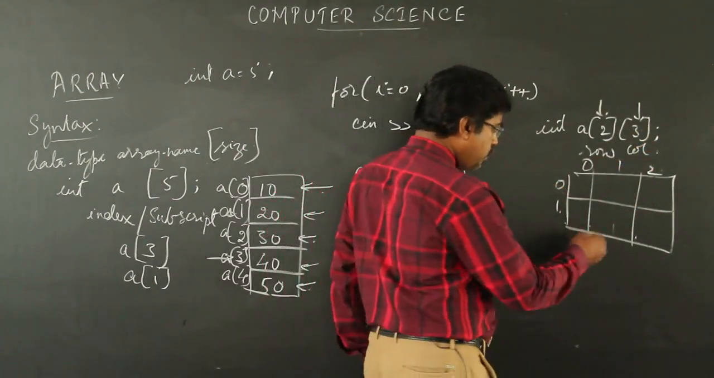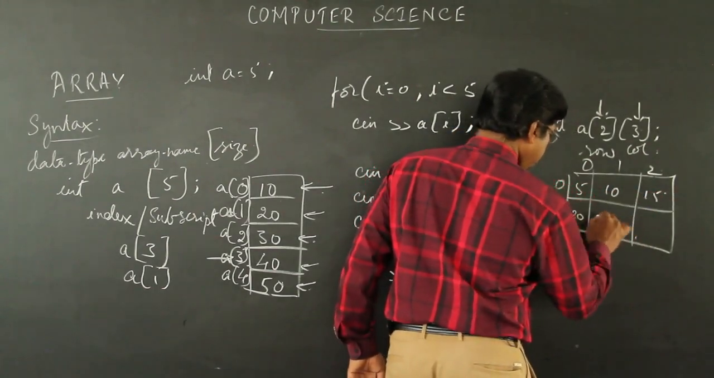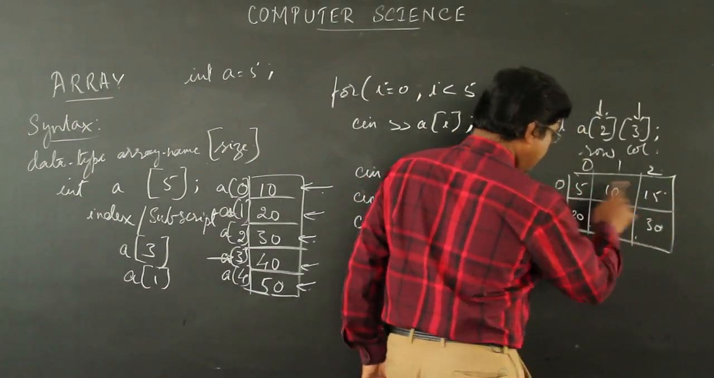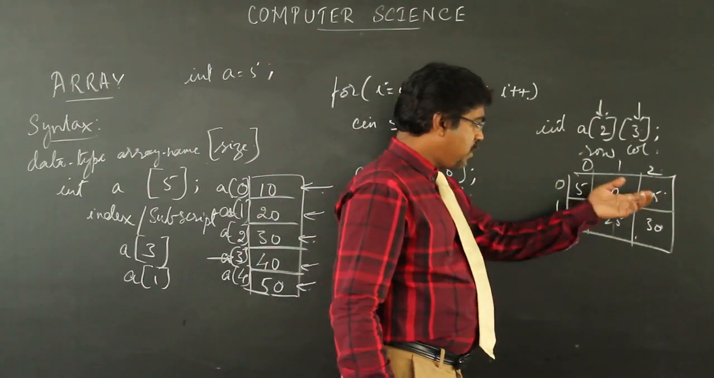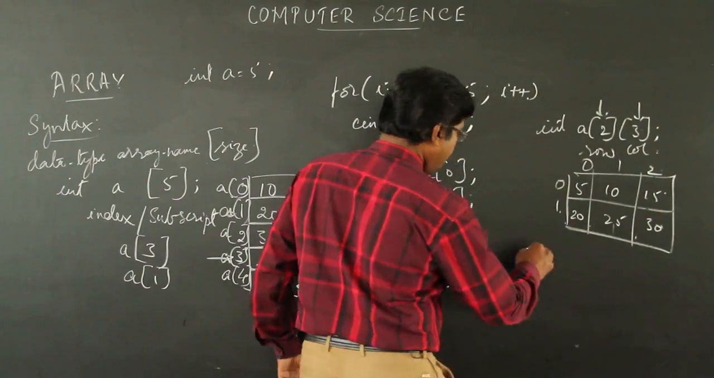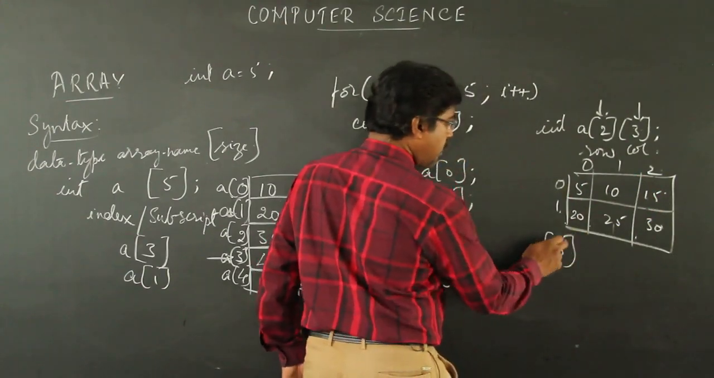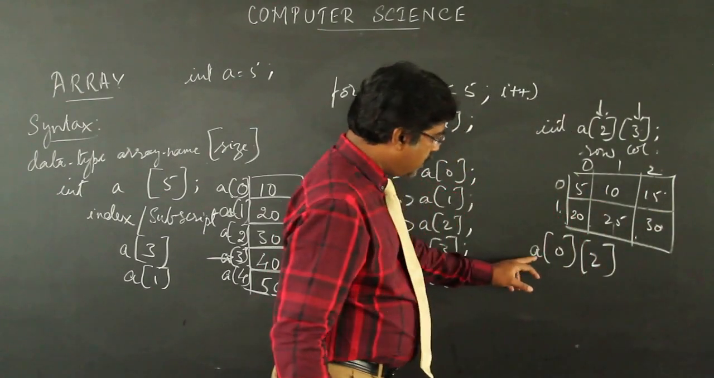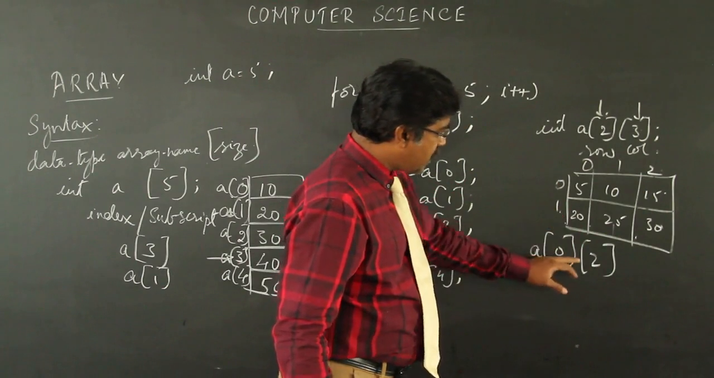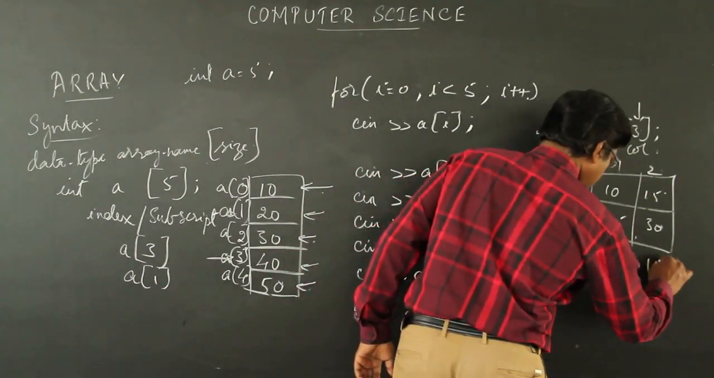Whenever we would like to place values 5, 10, 15, 20, 25, 30, these are the elements of a two-dimensional array. And when we access, for example, 15, I need to say a of 0, the 0th index for the row and the second index for the column. That is the 0th index of row and the second index of column. This is how we are going to access 15.